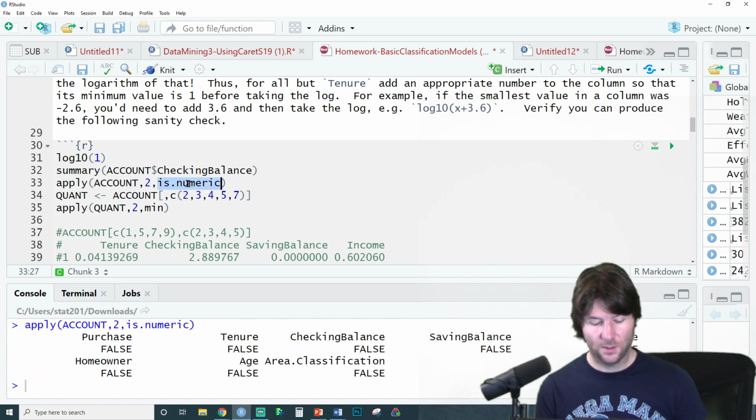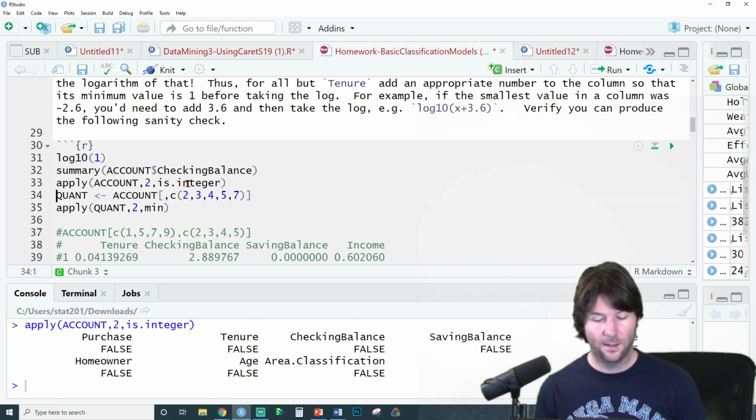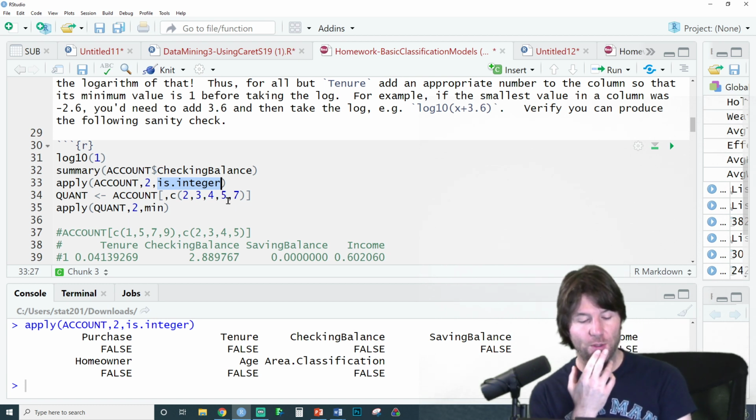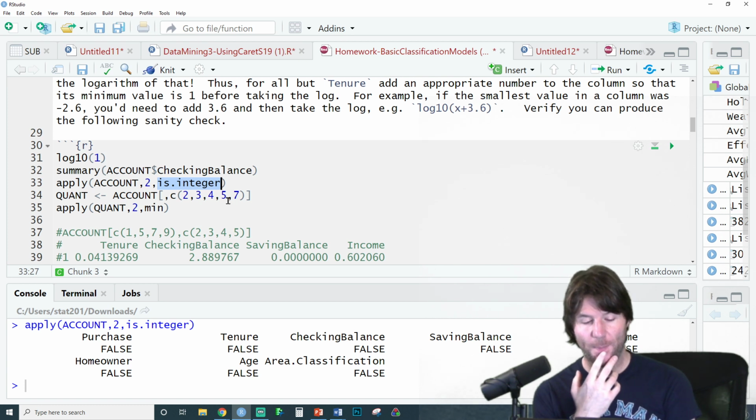We'll get all false. Is.integer. Is.infinite. What is that? So that's not returning trues on that. I don't know why it wouldn't. I'm trying to think, because I would think we could check them. What do you think about that, Connor?